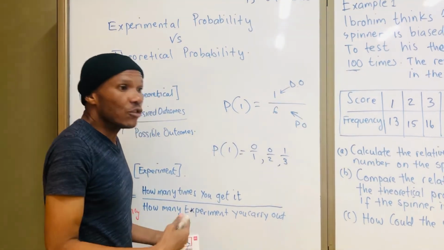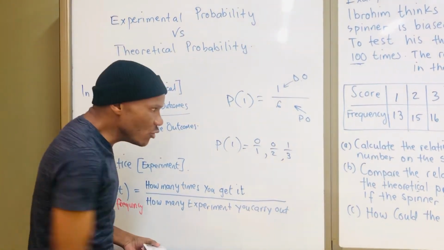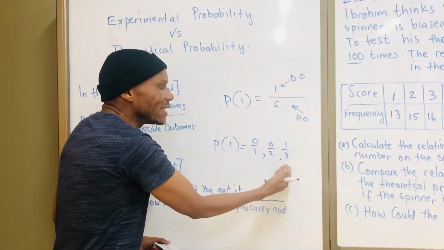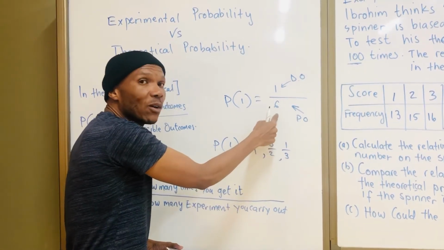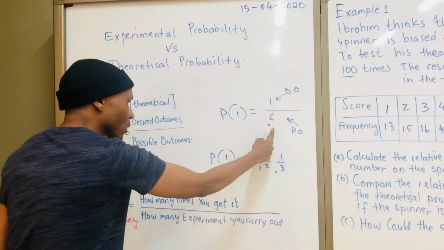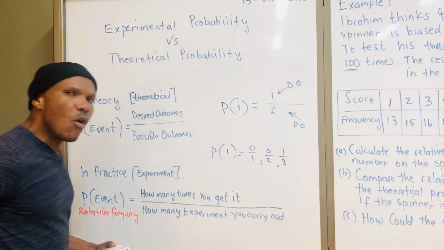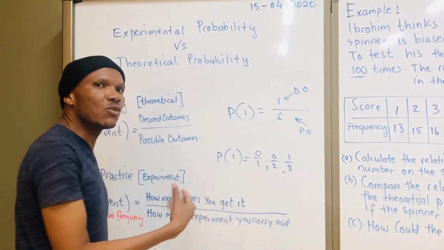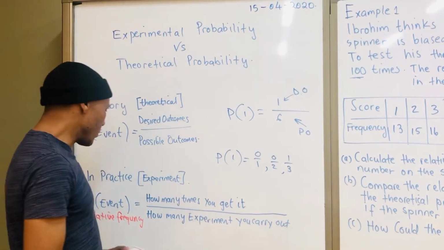Now, do you see that what you are getting here is different from what you have in theory? In theory, you know it's 1/6. But when you actually do the experiment, it will give you different answers. But you know that it should give you 1/6, right? So the more you do the experiment, the more you are going to get closer to what? Closer to the actual theoretical probability.